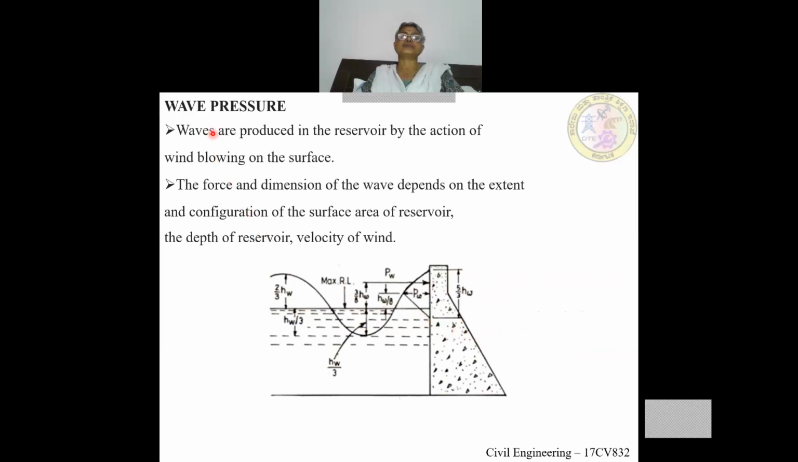Next, wave pressure. As I told you, this is the fourth force acting on the gravity dam. So what is this wave pressure? The waves are produced in the reservoir by the action of wind blowing on the surface. The force and the dimension of the wave depend upon the extent and configuration of the surface area of the reservoir. So how large or how small is the surface area of the reservoir?